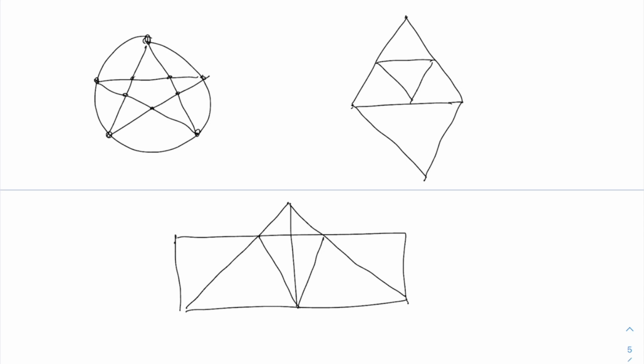For a path, there has to be 2 odds. But this one with no odds means there is a circuit. Yeah.